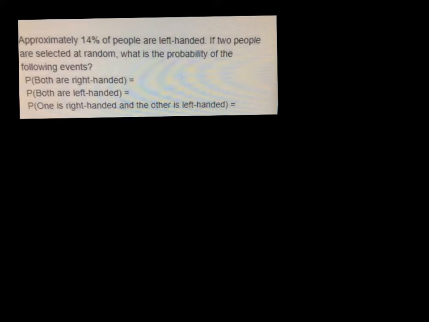So let's start with just listing the probabilities that we need before we begin. The question tells you that approximately 14% of the people are left-handed. So we would write that as probability of L for left-handed equals decimal 0.14. I'm assuming from the question that if you're not left-handed, you're right-handed, and so the probability of being right-handed would be decimal 0.86.